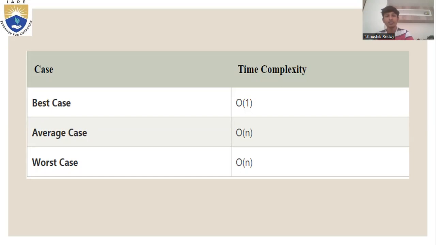So, best case, average case, worst case. The time complexities are given. The best case of linear search is big O of 1, the average case is big O of n, and the worst case of linear search is big O of n. So we can say that the average case and worst case of linear search are both the same. That is nothing but big O of n. And the time complexity of the best case is big O of 1.